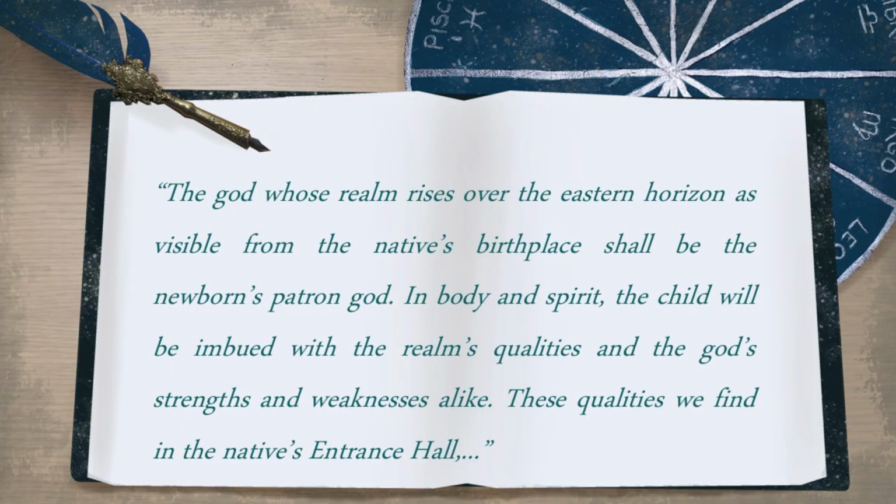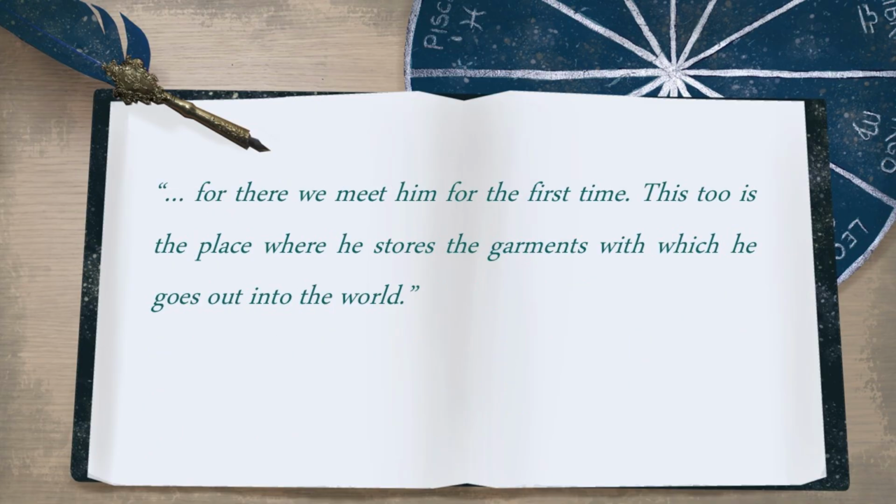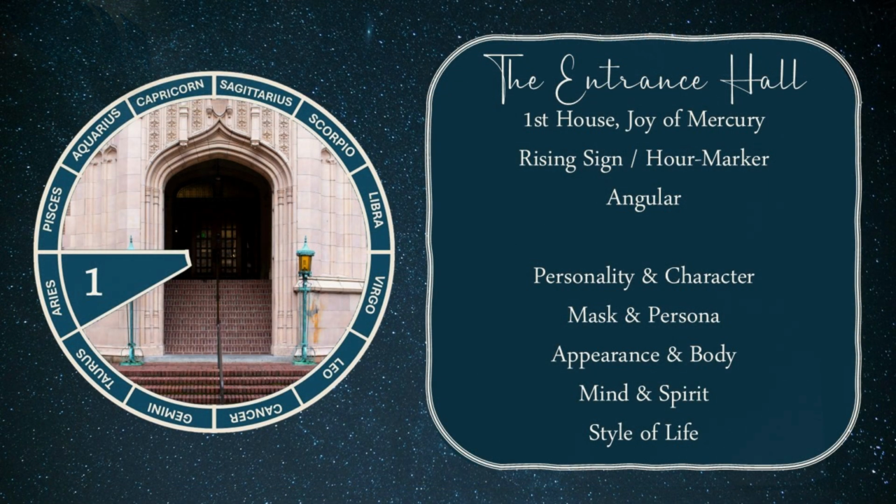These qualities we find in the native's entrance hall, for there we meet him for the first time. This too is the place where he stores the garment with which he goes out into the world. Here we have the rising sign, the first house, which is also called the hour marker because it marks the time when someone is born.